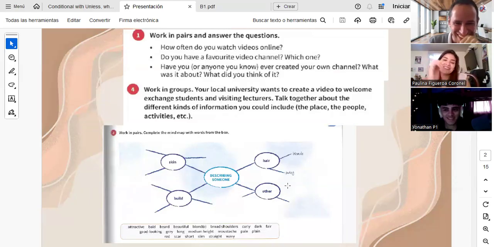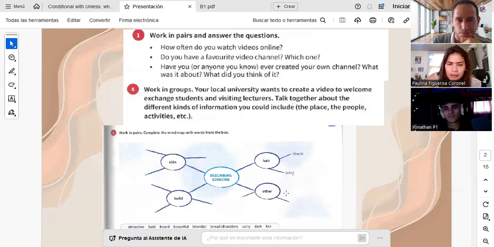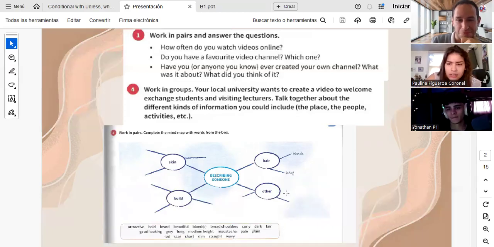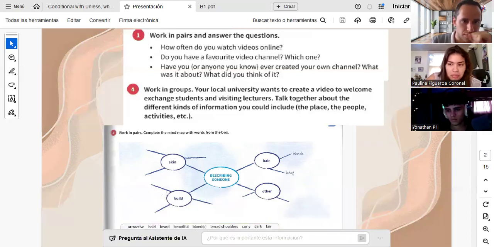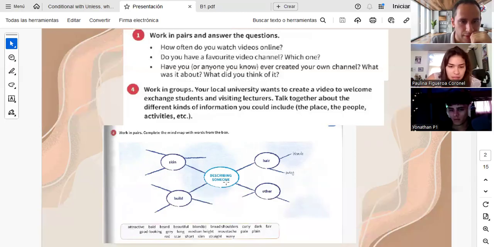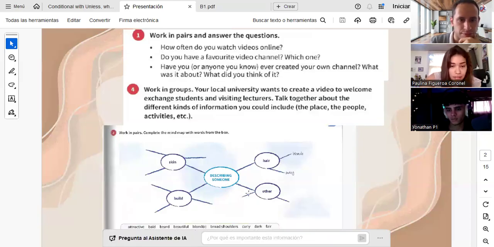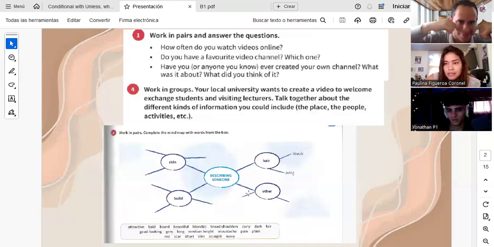Okay. Fair. Fair es como limpio. Other, I think. Good looking. Como que se ve bien. Build, right? Okay. Gray. Hair, maybe. Hair, please. Okay. Long. Hair. Okay. Medium height. Build, ¿cierto? Medio pesado. Mustache. El bigote. Hair, maybe. Hair, I suppose.